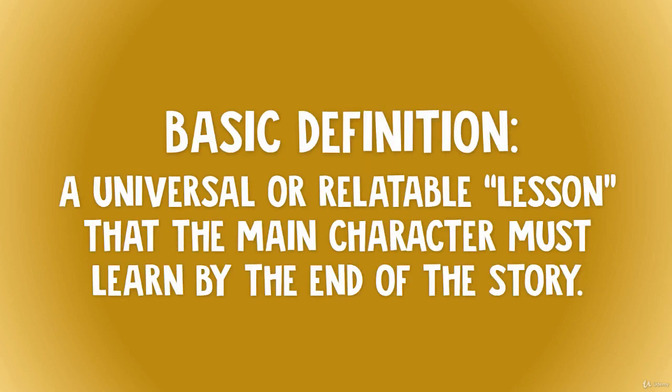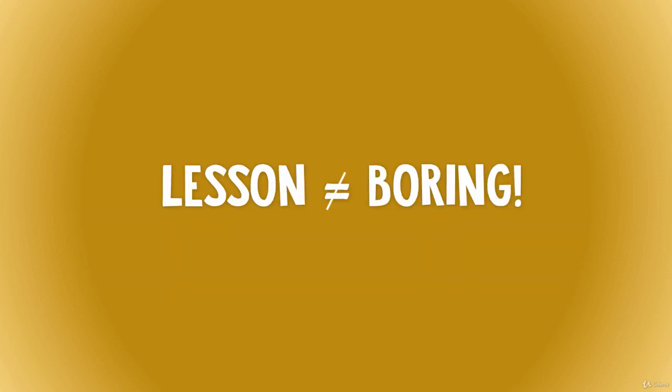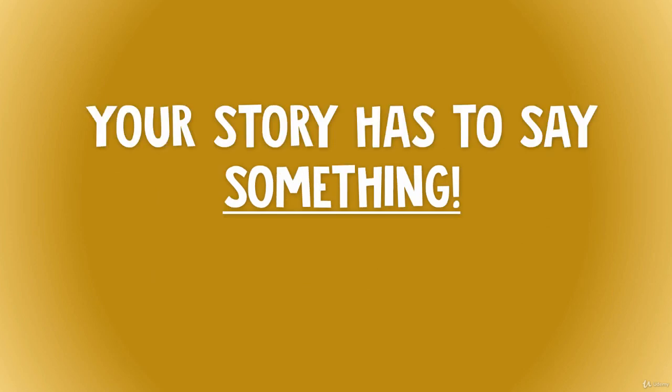Here's the basic definition of the universal theme we're going to talk about in this lecture. The universal theme is a universal or relatable lesson that the main character must learn by the end of the story. Now, don't get scared off by the word lesson either. This doesn't mean that your story has to be moral or didactic or boring. It simply means your story has to say something.